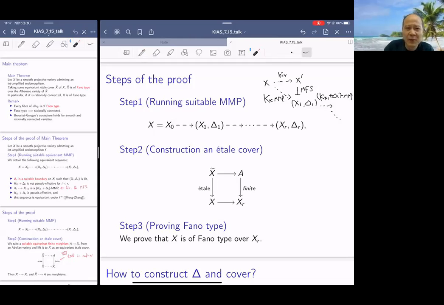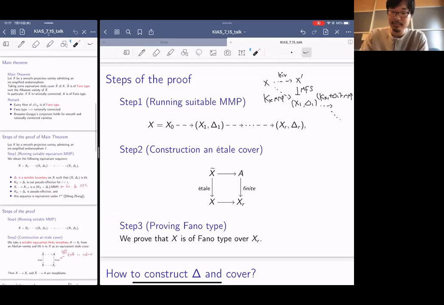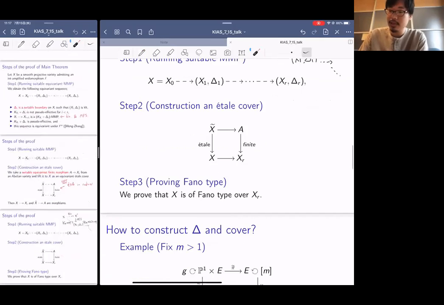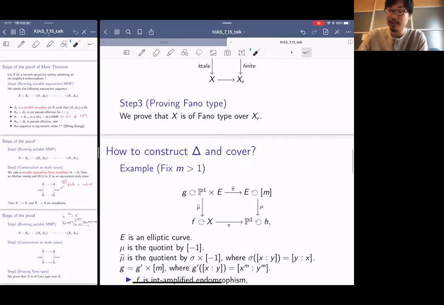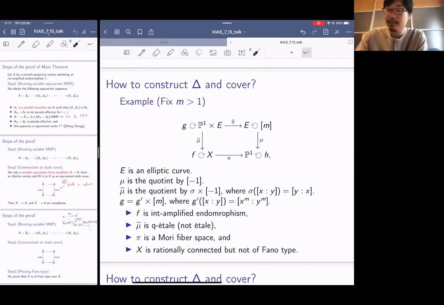Thank you very much. Later I will introduce the definition of delta. These are the steps of the proof, and first we consider step 1 and step 2. Later I will consider step 3. Step 3 is the technical part of this proof. Okay. So next we consider how to construct boundaries and covers. To do this, we consider the following commutative diagram.